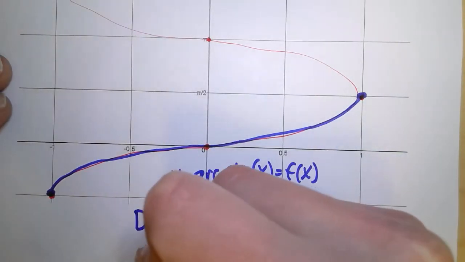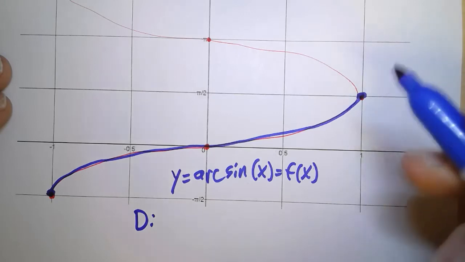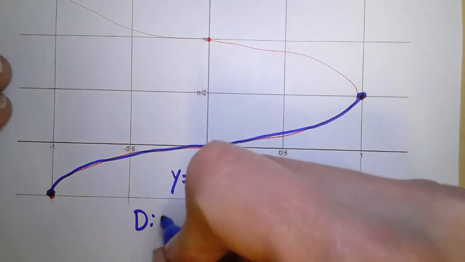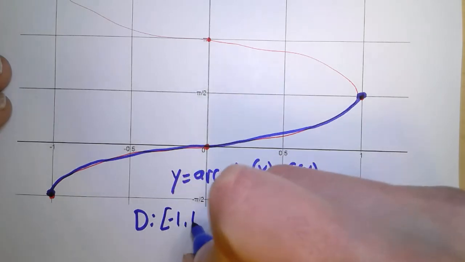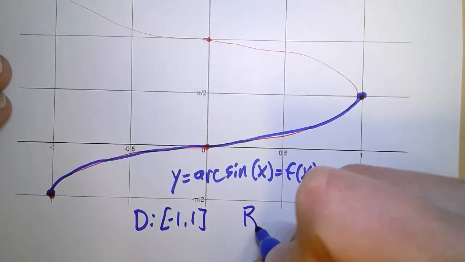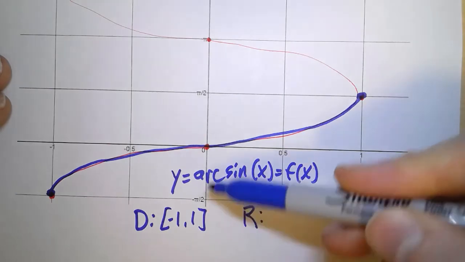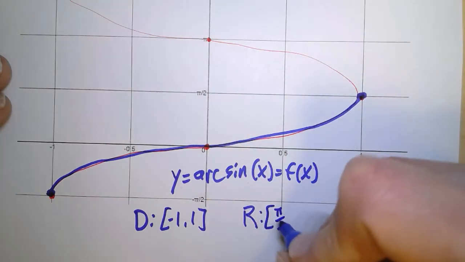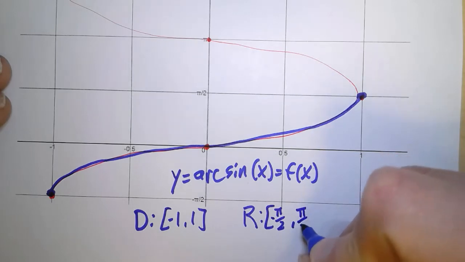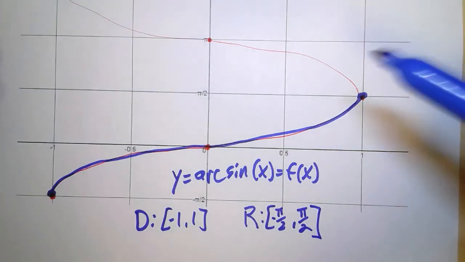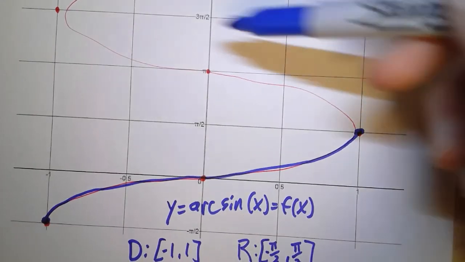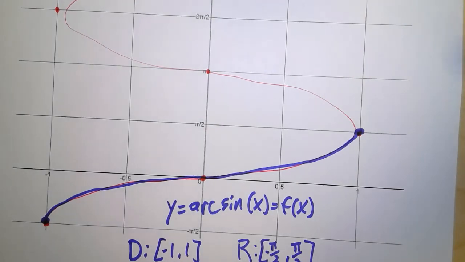So, since it's a function, we can state what its domain and range is. The domain goes from negative 1 to positive 1. And then the range goes from negative pi over 2 over here to pi over 2. And that's the only piece of the function for arcsine that we will ever see when we graph it. If we tried to graph any more, it would fail to be a function.